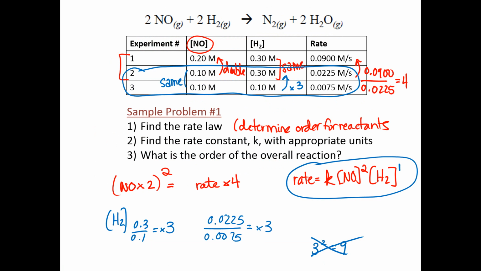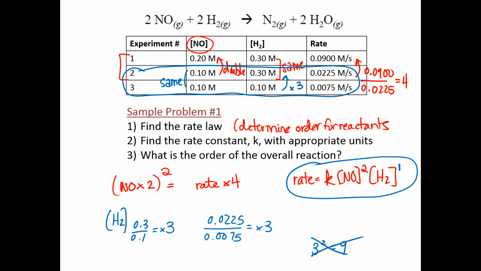The other thing you want to be able to do with this is find the value of the rate constant with appropriate units. So right now I have a generic rate law written. I just have a generic K in there. I don't know the value of K, but you can solve for it by rearranging this equation and solving it for K equals rate divided by NO squared divided by H2.